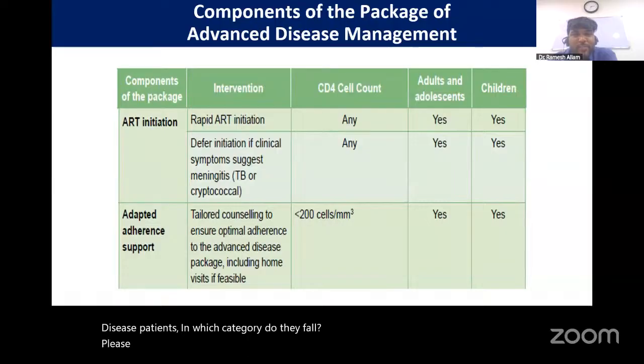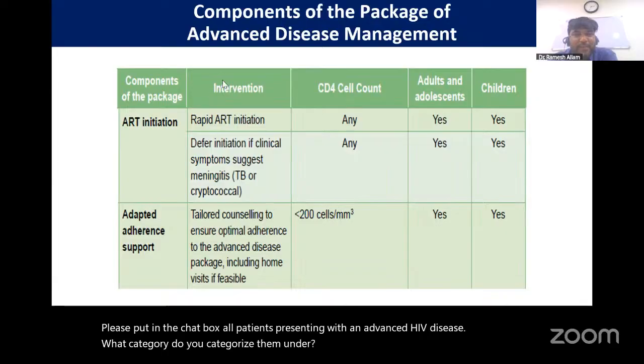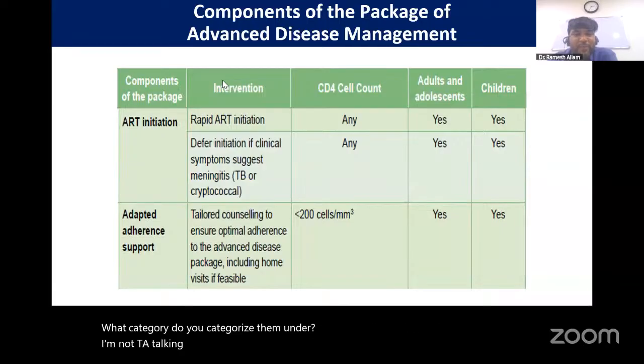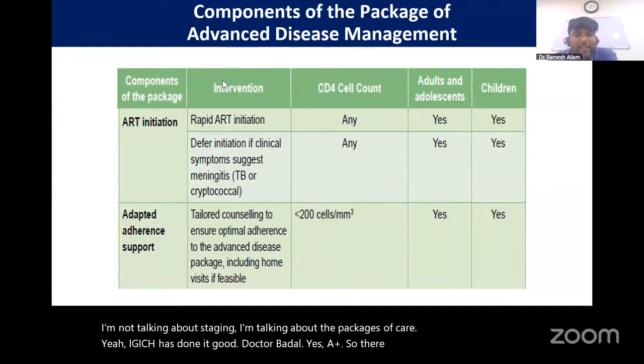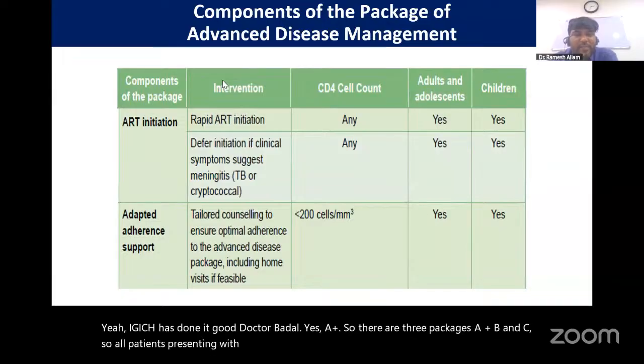Please put it in the chat box. All patients presenting with an advanced HIV disease, what category do you categorize them under? I'm not talking about staging, I'm talking about the packages of care. Yes, A plus. So there are three packages: A plus, B, and C. All patients presenting with advanced HIV disease are categorized under A plus. Good.